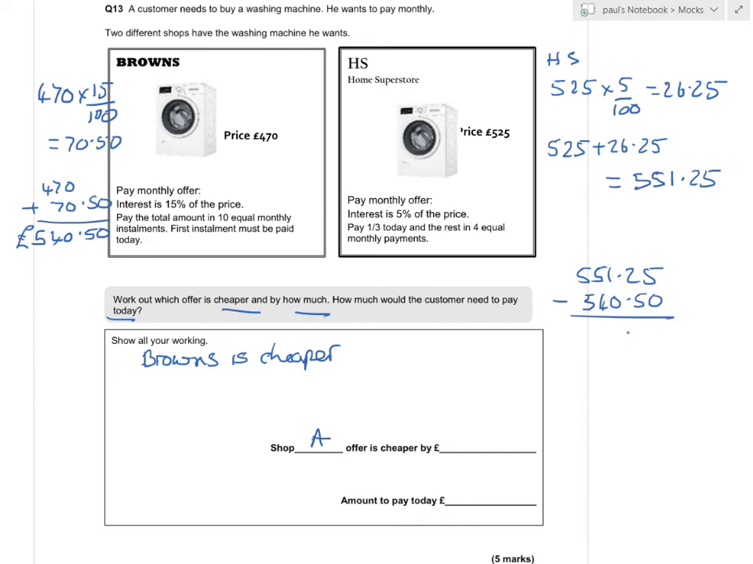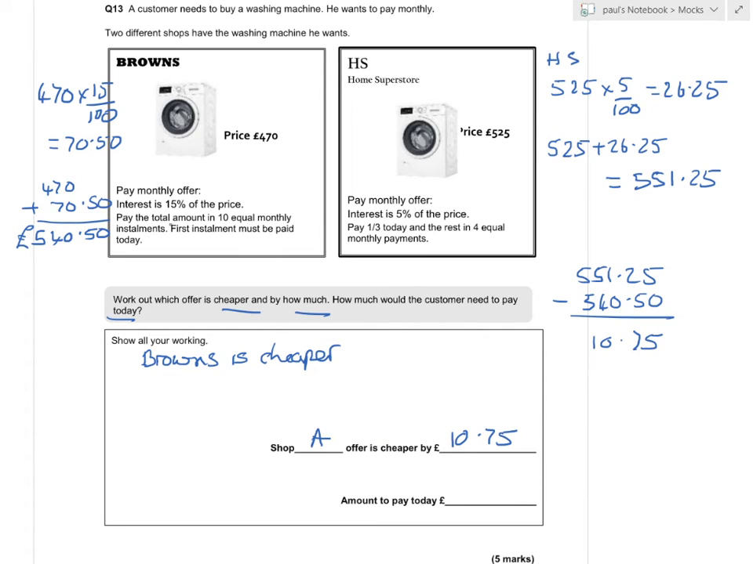So 551.25, take away 540.50 pence. It's £10.75. So it's cheaper by £10.75. So we've committed ourselves to buying from shop A.